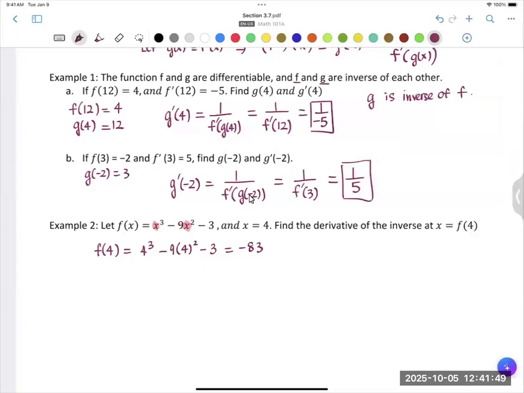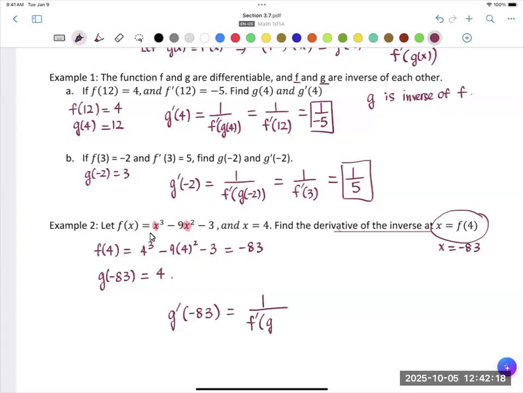So if my f of 4 is negative 83, and we use the way that we did above, then g of negative 83 will be 4. Okay, and now we want to find the derivative of the inverse. If we call g the inverse of f of x, then g prime of x equals f of 4, which is x equals negative 83. So g prime of negative 83 is 1 over f prime of g of negative 83. And we already know what g of negative 83 is, so we just put it in: f prime of 4.